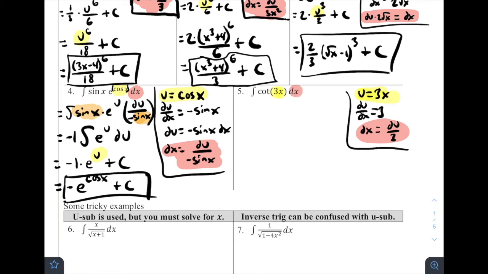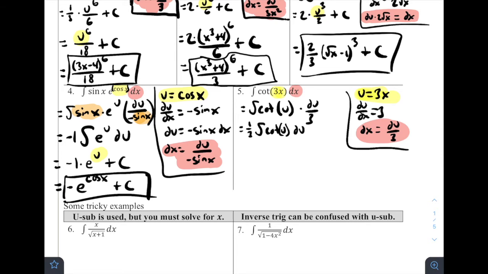What happens? So this is the integral then of the cotangent of u times du over 3. And that over 3 is a constant, so we can pull that outside. That's 1/3 times the integral of cotangent u du. And then the question is, where do we go from there? Well, the problem is, I don't really know.